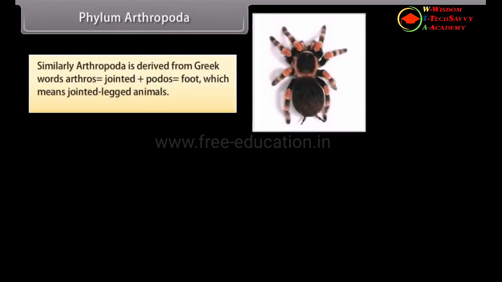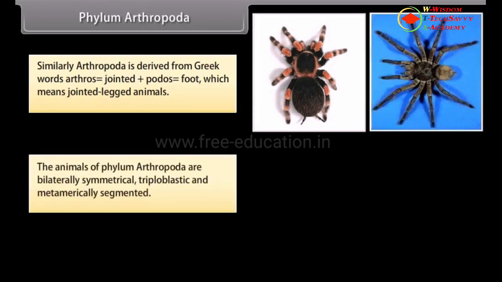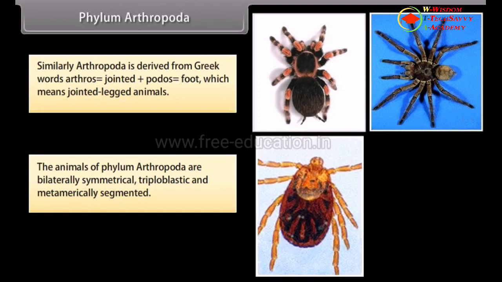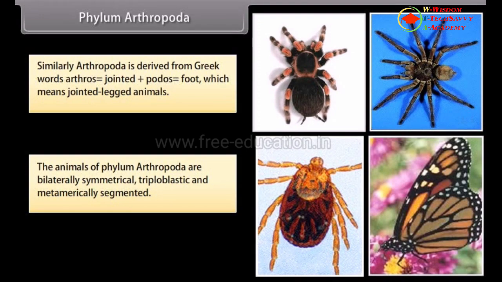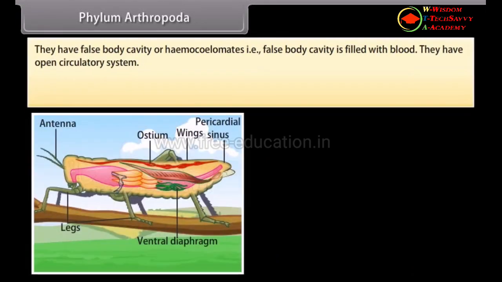Phylum Arthropoda. Similarly, Arthropoda is derived from Greek words arthros, which is jointed, plus podos, which is foot, which means jointed-legged animals. The animals of phylum Arthropoda are bilaterally symmetrical, triploblastic, and metamerically segmented. They have false body cavity, or hemocoelomates, that is, false body cavity is filled with blood. They have open circulatory system.